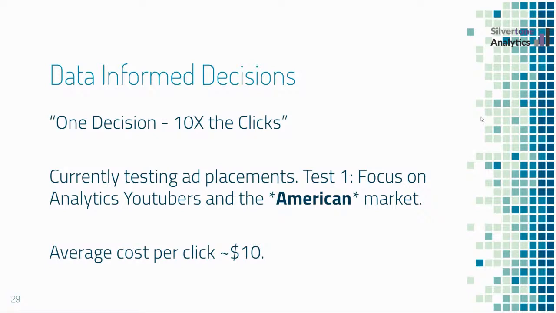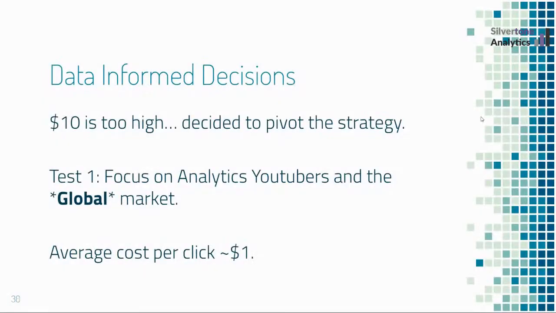The average cost per click was $10, which is astronomically high. But we pivoted the strategy. I mean, we're doing like weekly sprints at this point because it's so new. $10 was way too high, so we pivoted the strategy and made one small critique. So instead of just focusing on the American market, we decided to open it up to the global market, and that just drove the cost per click precipitously down to just $1.